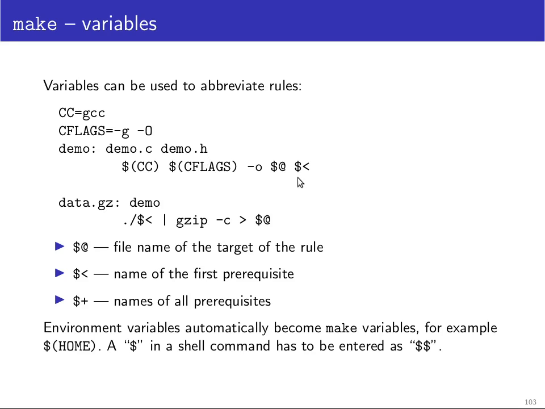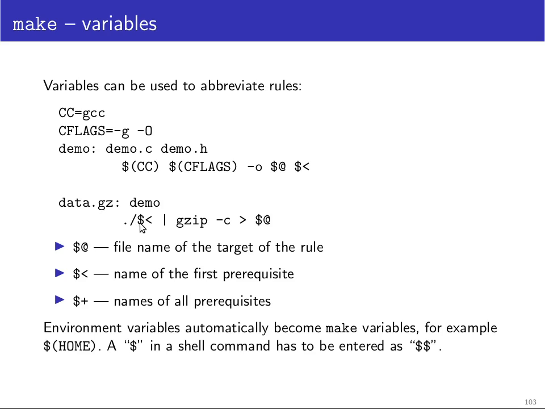So this is the same rule that we've seen before. This will expand to gcc -g -O, minus lowercase o demo, and then demo.c here. And here we're calling again demo. This is the first prerequisite, and the output is redirected, as you might expect, into the target.